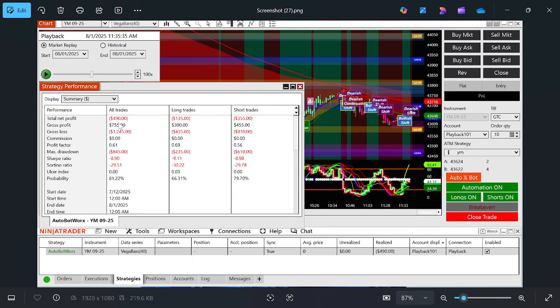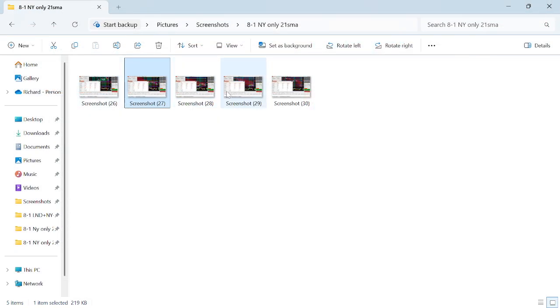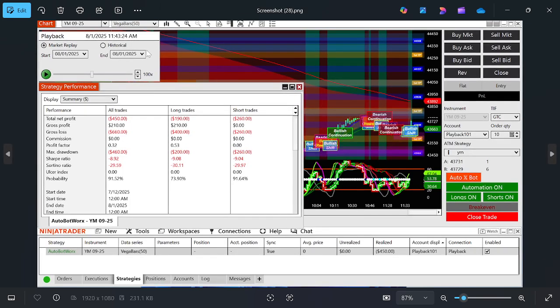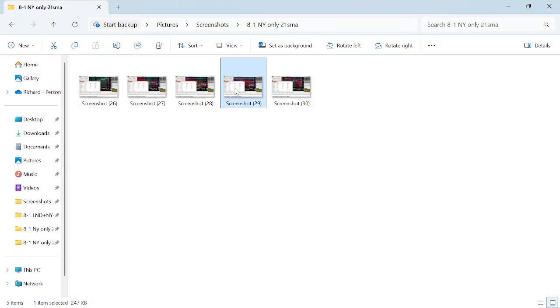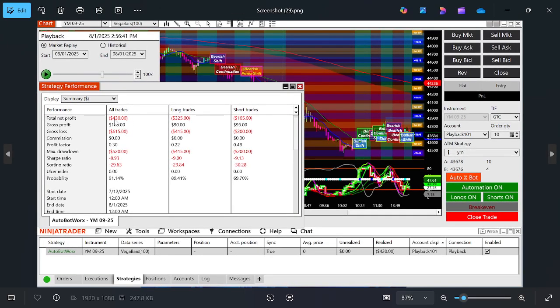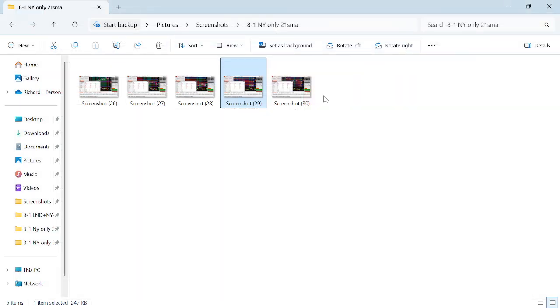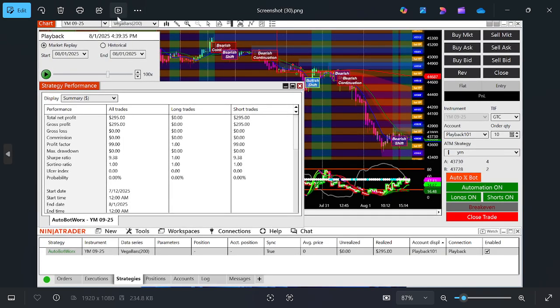Again, max daily loss limit of $500. Just not working. Trying to get on the 21. The 50 Vega bars, again, hit the daily loss limit. The 100 Vega bars, daily loss limit. And the 200, we actually made money, but again, not enough money for me to be happy about. Trading one mini and only catching one trade that only made $300. Okay.